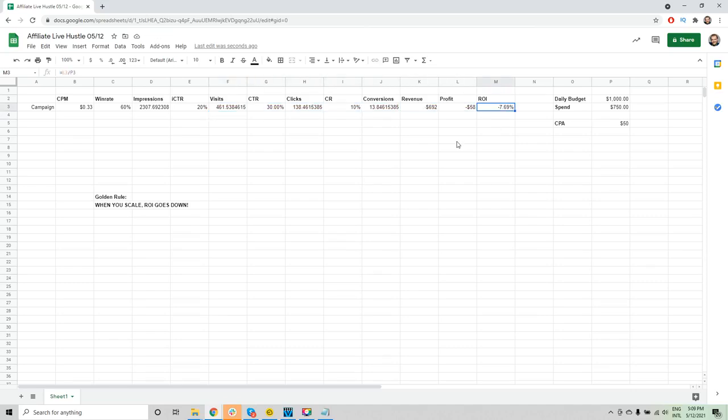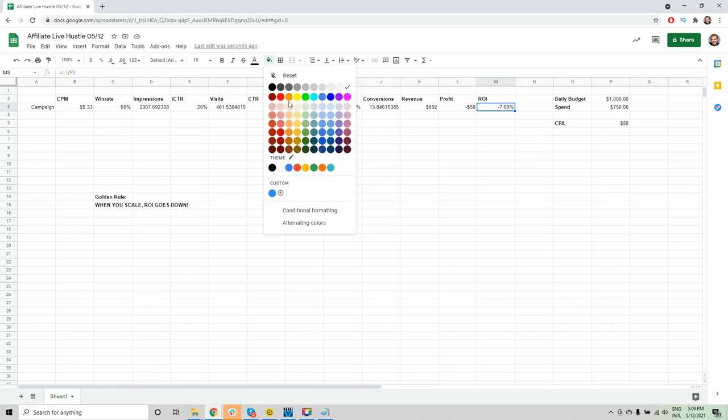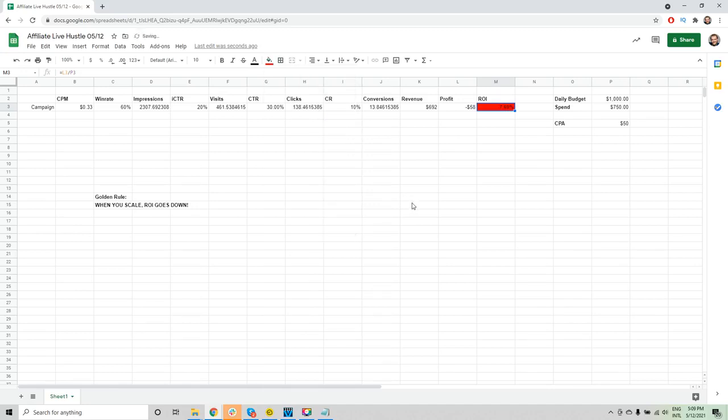We just dragged our campaign into the red. We just made ourselves go from profitable to unprofitable without any other influence, right? We use the same creatives, we use the same landing page. The ICTR, CTR, and conversion rate all stay the same. However, our bid goes up.